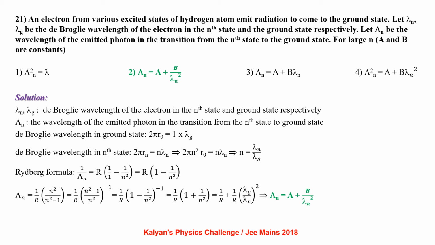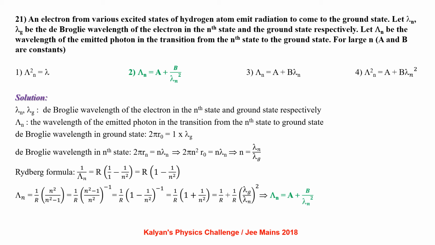Then lambda n, lambda g are de Broglie wavelength of the electron in the nth state and ground state respectively. Capital lambda n is the wavelength of the emitted photon in the transition from nth state to ground state. De Broglie wavelength in ground state: 2 pi r naught equal to 1 into lambda g. De Broglie wavelength in nth state is 2 pi rn equal to n lambda n, that is 2 pi n square r naught equal to n lambda n, so lambda n by lambda g equals n.